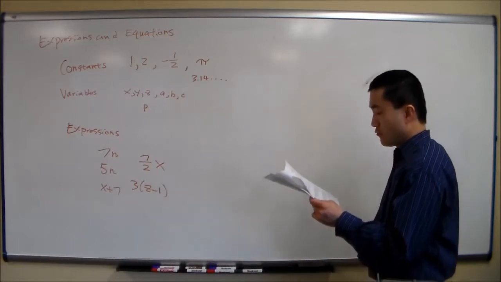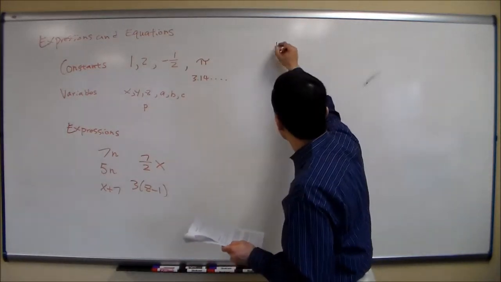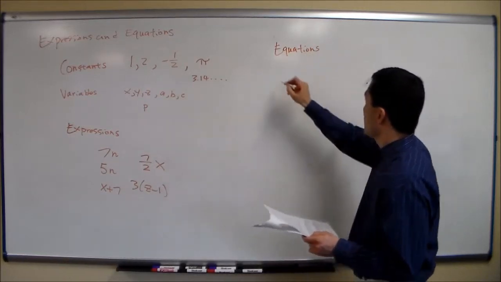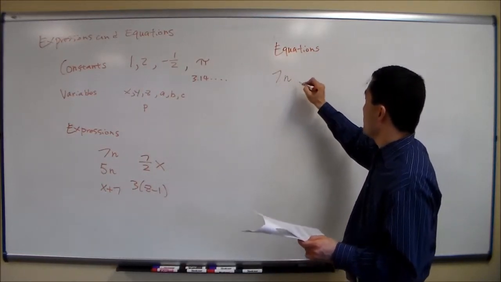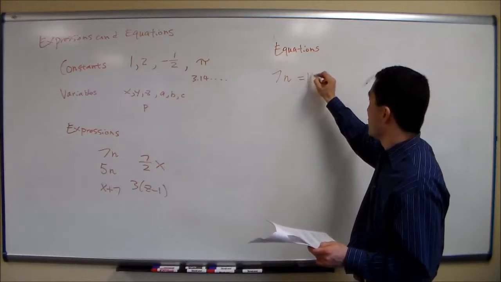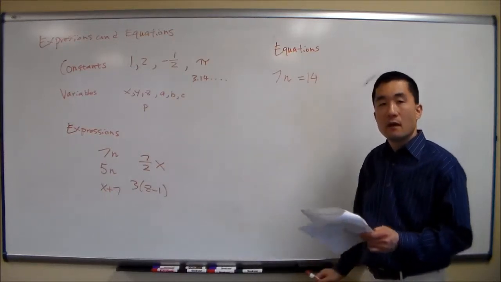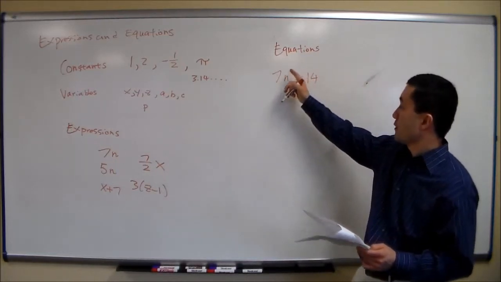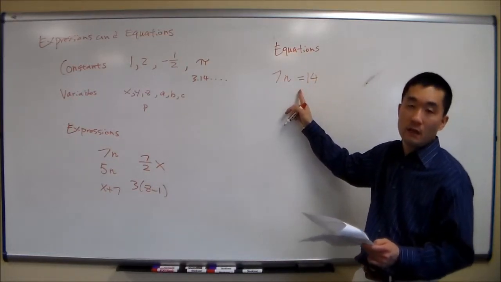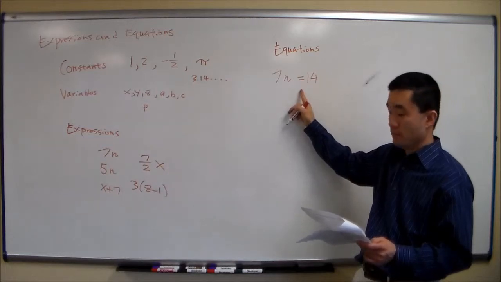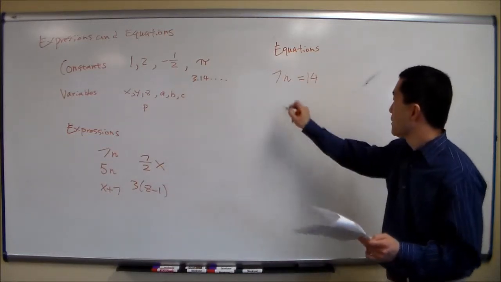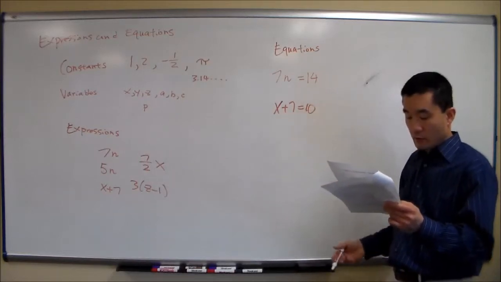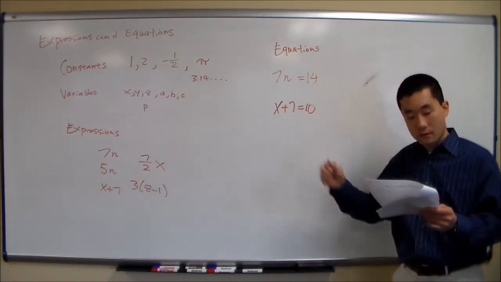The expressions become equations when you make it equal to something else. So for example, 7n is equal to 14. The difference between the expressions and equations are that you see that there's an equal sign. If you see an equal sign, that's an equation. Okay. X plus 7 is 10. These are all equations.